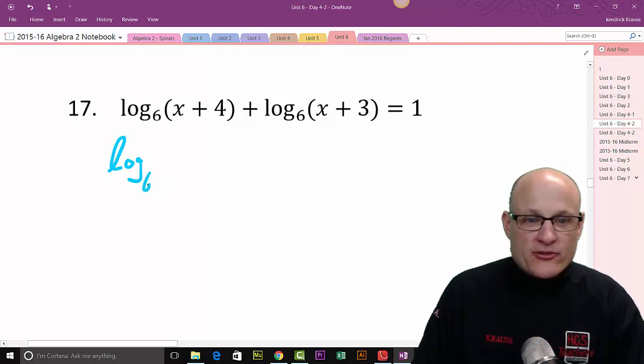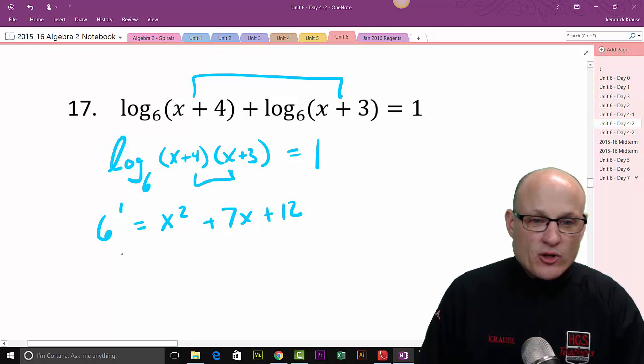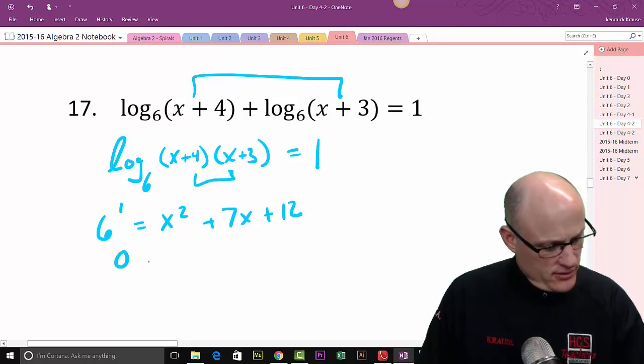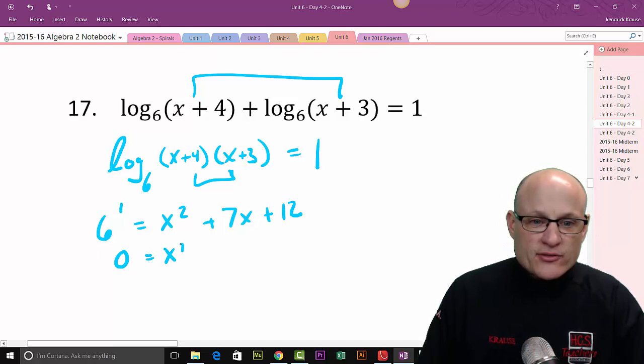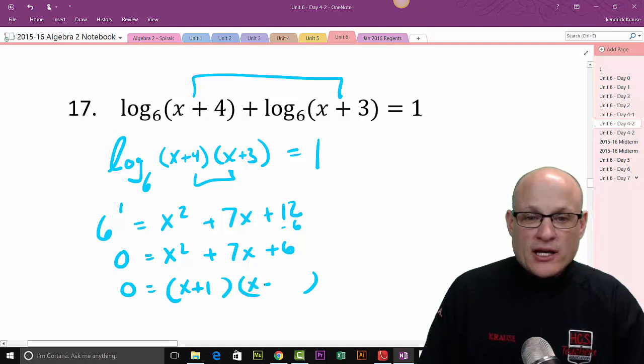So log base 6, we're going to multiply these two: x plus 4 times x plus 3 equals 1. Now we're going to do all about that base. So 6 to the 1 is equal to x squared plus 7x plus 12, right? Because I just double distribute this. Bring the 6 over, I get 0 is equal to x squared plus 7x plus 6. So x plus 1, x plus 6.